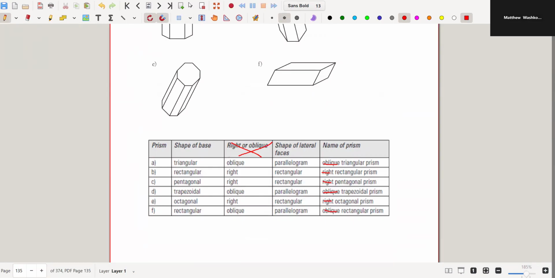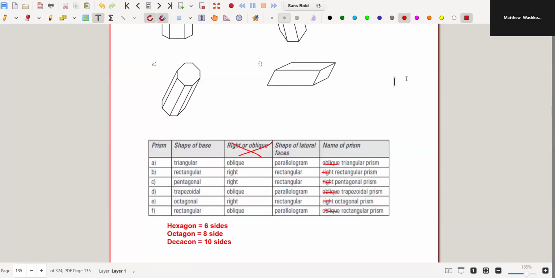You will need to know a hexagon is 6 sides, an octagon, like octopus, is 8 sides, a decagon, like decade, is 10 sides. These are ones you are going to need to know on top of the basic shapes like triangles, rectangles, pentagons, trapezoids, circles, stuff like that. So those are things you're going to need to know.